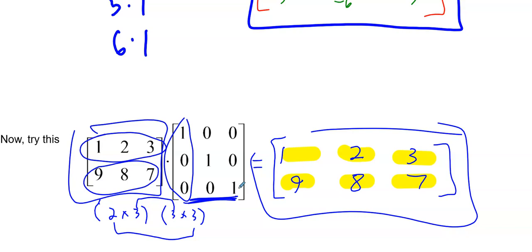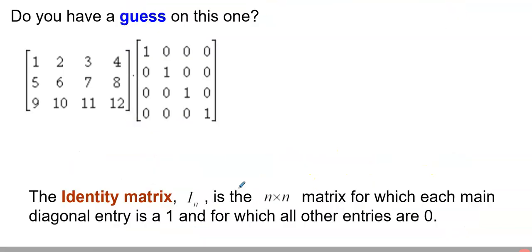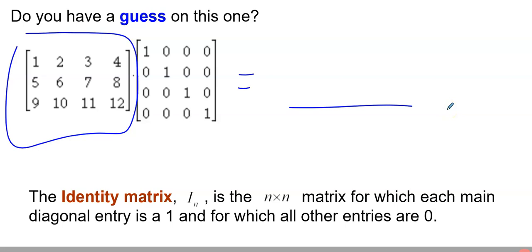So this has a name. It's called the identity, and we're not going to multiply this out, but I'd guess this is going to be our answer. This is called the identity matrix. It's always a square matrix. That's why it says n by n. The main diagonals, you'll always see this pattern. The diagonals are always 1. All the other numbers are zeros, and it's the top left to bottom right diagonal that we're talking about here.